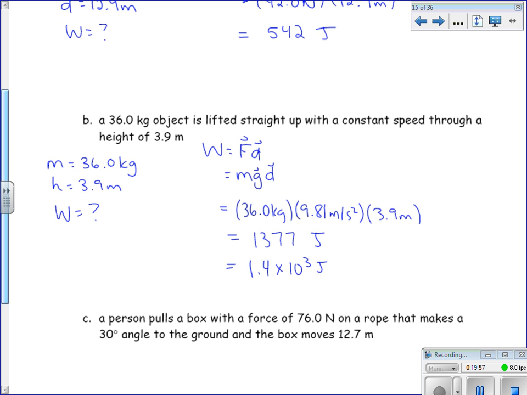You could have also approached this as work is equal to a change in energy, which is the final potential energy minus the initial potential energy, where what you basically have is m times g times h minus 0. Okay, so you end up with the same thing.